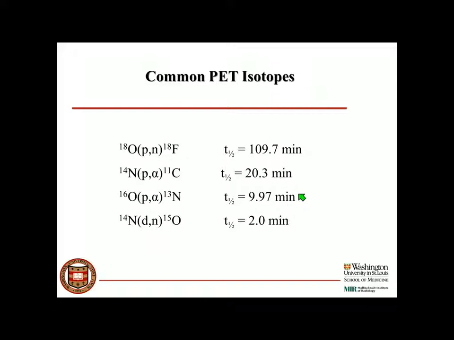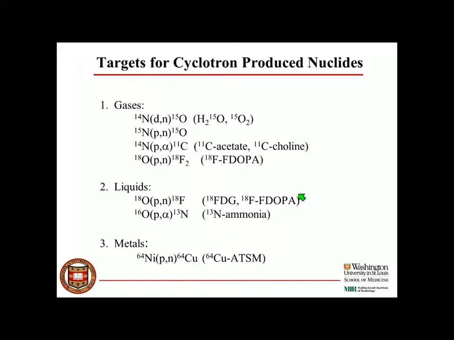So within those half-lives, you can imagine that it's difficult to produce, synthesize, do quality control, and inject the final product in a human. I mean, it really is a significant undertaking. In terms of the targets that we use, we use gases, we use liquids, we also use metals.